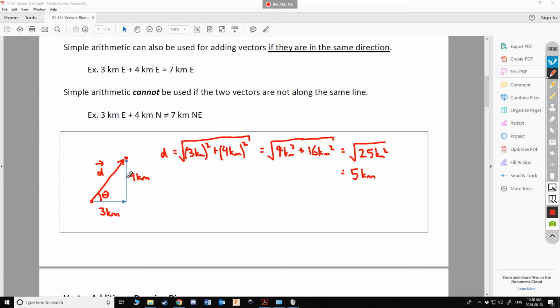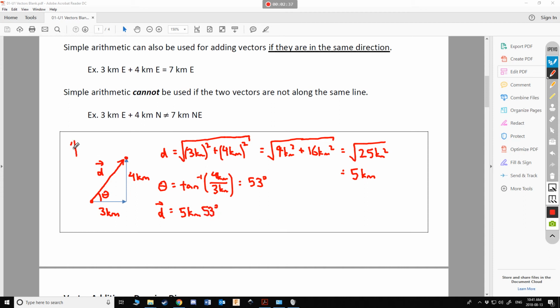Here again, we need a direction. We can solve for theta like the following. Theta is equal to the inverse tan of 4 kilometers over 3 kilometers. And that comes out to be 53 degrees. Finally, we can write this answer as a single vector expression. Our answer comes out to be 5 kilometers, 53 degrees, and we have to indicate what direction.